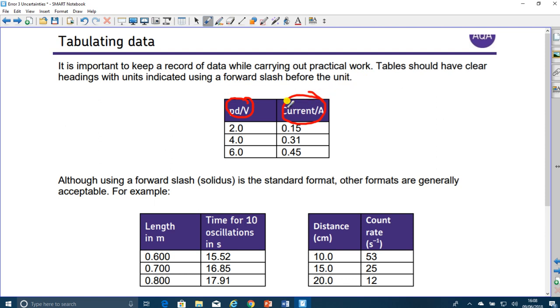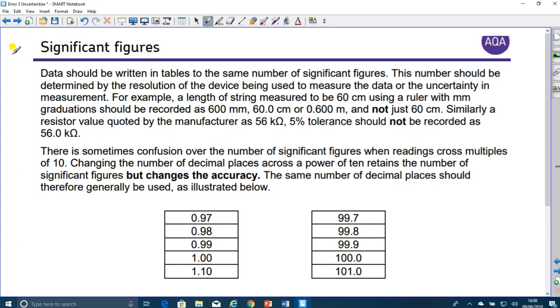Now, you can use a solidus, a /, or you can have brackets. So brackets are acceptable normally. And if you look here, all of the data is to the same number of decimal places, which we'll look at now. So here, significant figures.